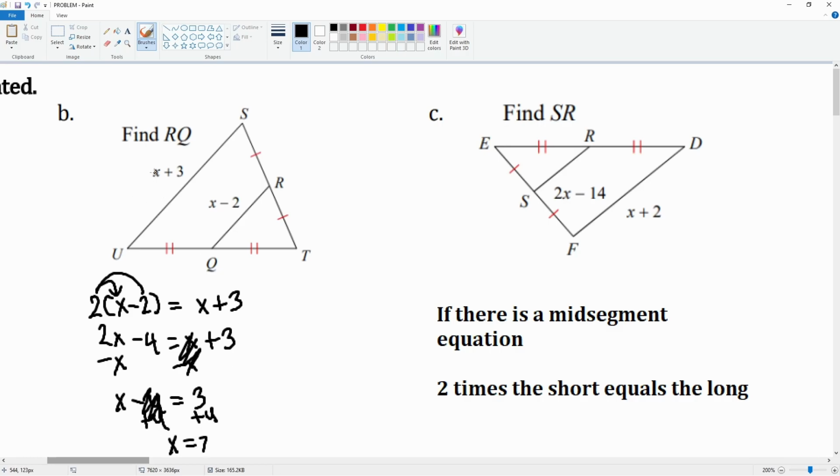If we plug it back in, 7 plus 3, this whole thing here becomes the value of 10. Plug in a 7 here. 7 minus 2 becomes a 5. That is a 5 for the mid segment, and the long part, which is double it, is going to be 10.